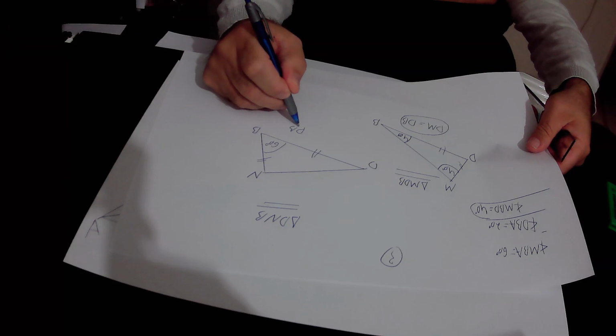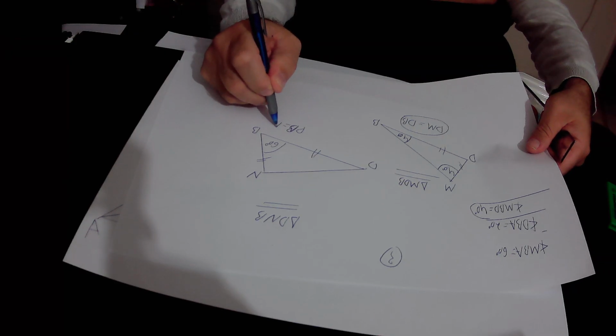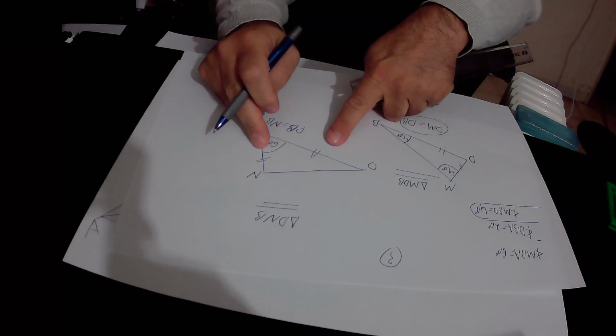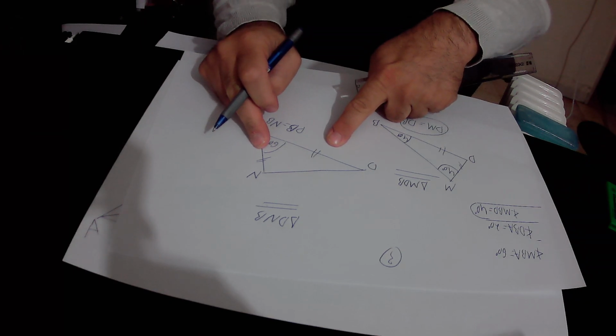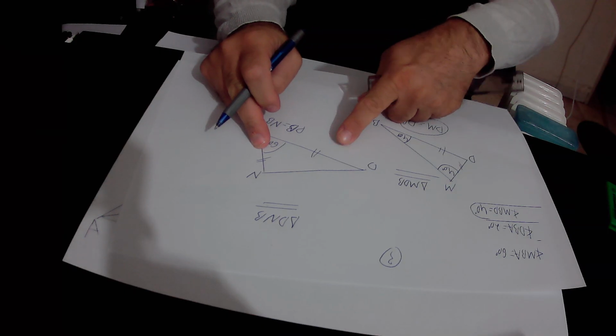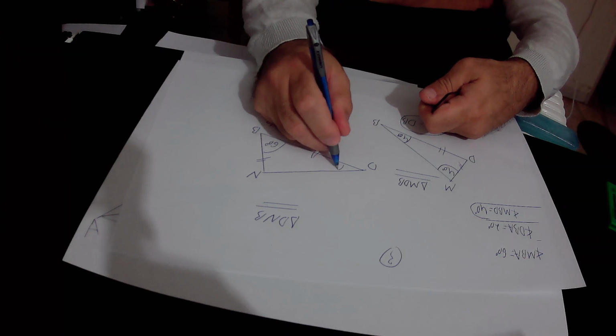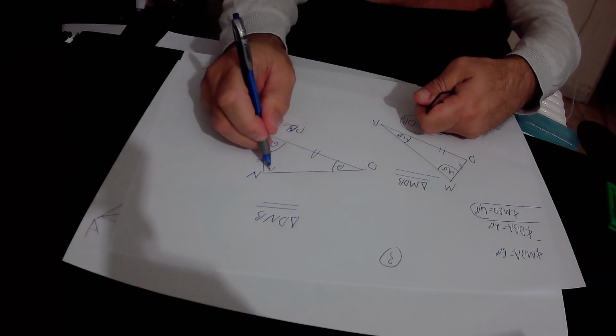DB equals NB. Those two sides are equal to each other. According to the rule that opposite equal sides in a triangle are equal angles, those two angles are equal to each other. So if this angle is theta, then the other angle must also equal theta.